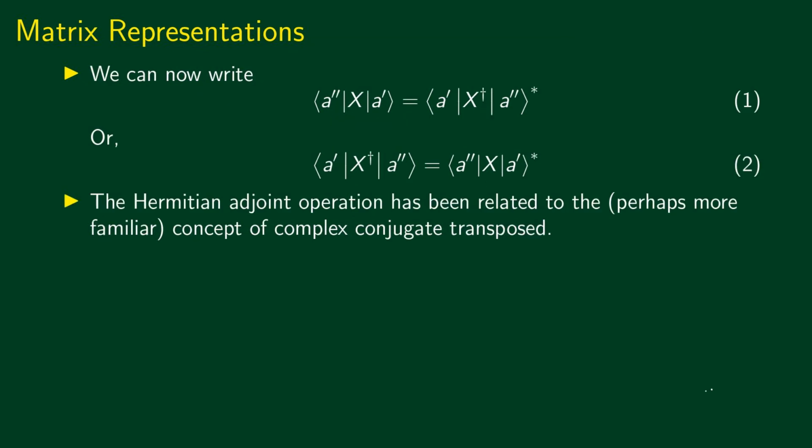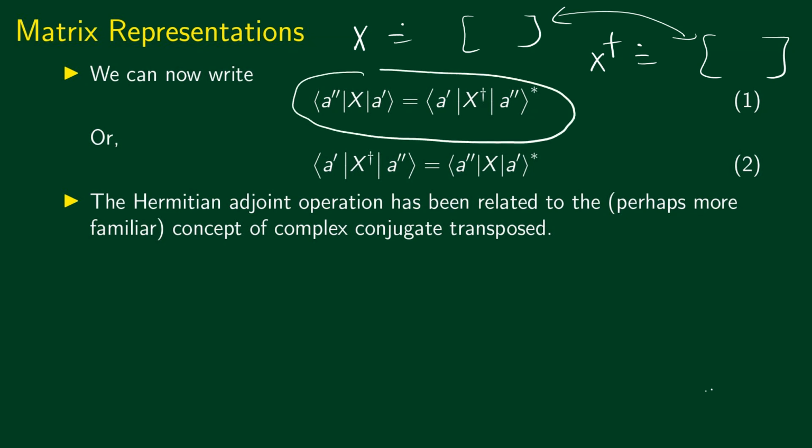Now we know how to represent an operator by a square matrix. We can also represent the Hermitian conjugate of that operator by a square matrix. The next question is, how are these matrices related? You could think of this as the basic definition of the Hermitian conjugate. This says that ⟨A''|X|A'⟩ is equal to ⟨A'|X†|A''⟩ star. You could remember it like this.